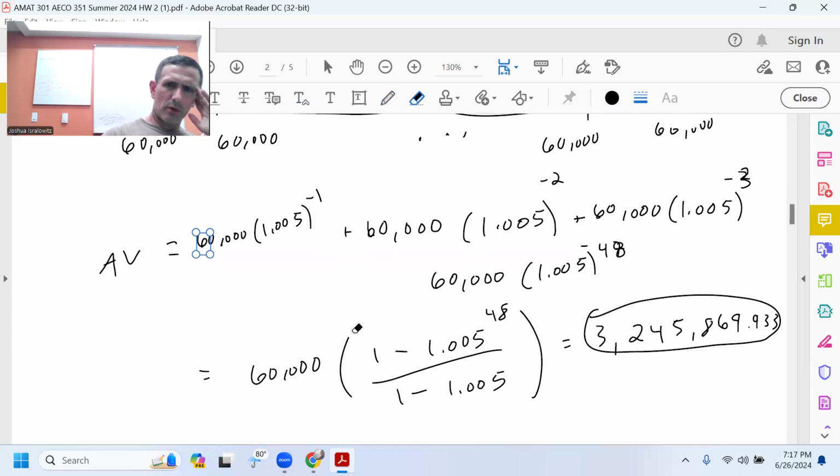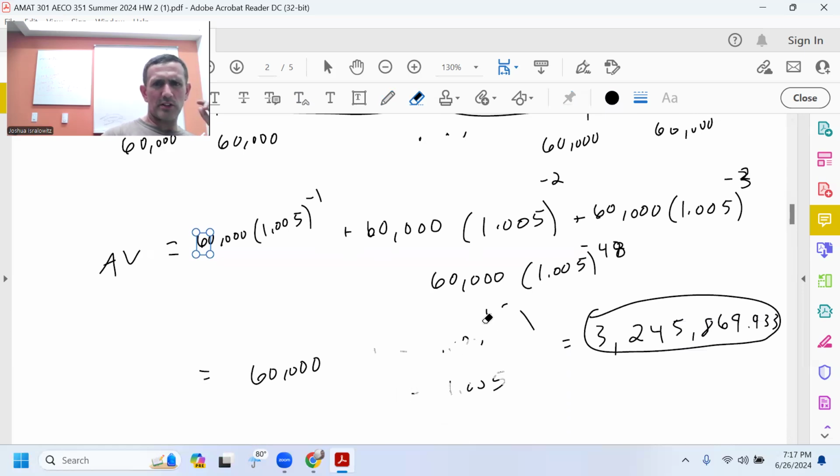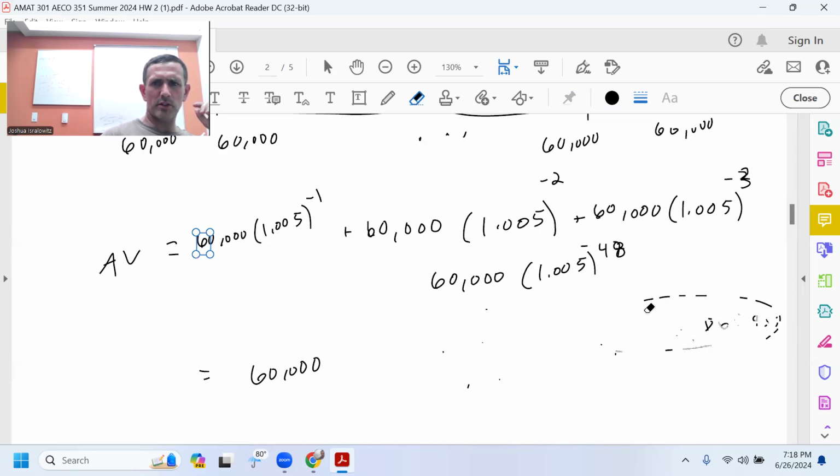All right, so what you would do is factor out. There's a formula, I guess, for this alone. I mean, I personally usually don't remember that formula. So I would just use the regular geometric series formula after I factor out 60,000, 1.005 to the minus 1. Do that in a second.